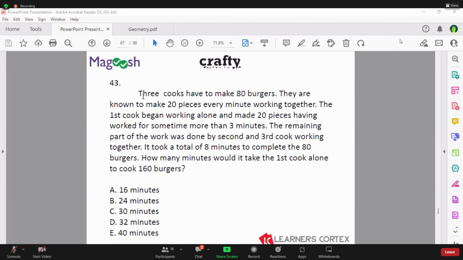Okay, next we have 3 cooks. Anyone would like to do this question? This is also a very interesting question.